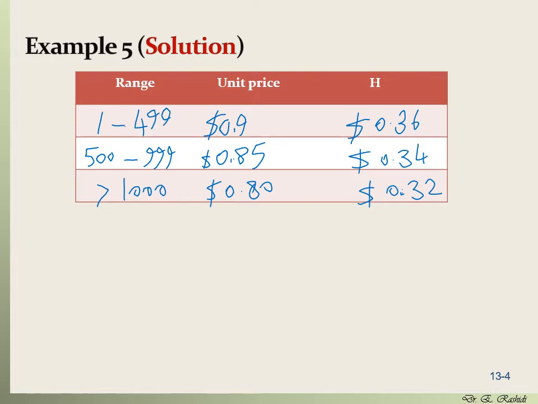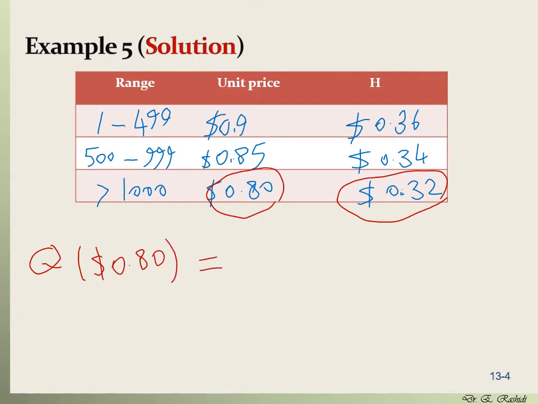All right, so now we need to start from the lowest price range, which is 80 cents here. So we're going to take the carrying cost, which is 32 cents, and use the formula to find the optimal quantity for the price range of 80 cents. The formula is the square root of 2 multiplied by D multiplied by S divided by H.